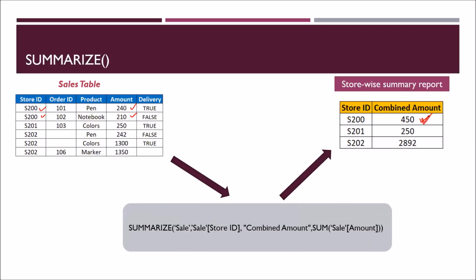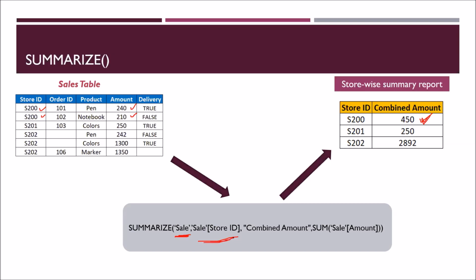As you can see, SUMMARIZE has various arguments. The first one is the name of the table. In our case, it is Sales. So this is my table name and it is my first argument. My second argument is the name of the column on which I have to perform the group by, or the column which I have to summarize. Since I wanted to group by my store ID, that becomes my second argument.